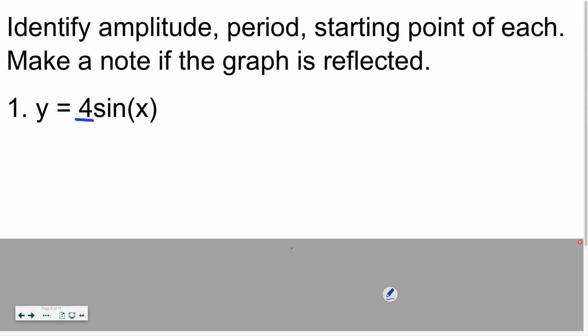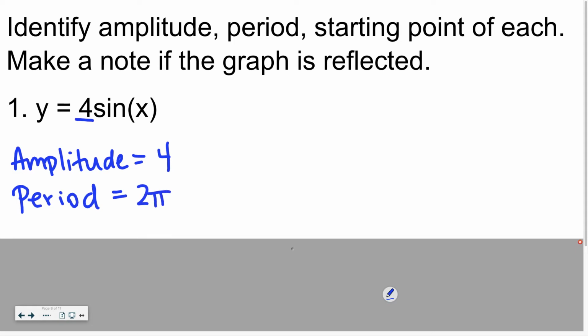Veronica, what is 4 times? All right. Our amplitude is 4. Okay. Do you see a B? I don't see a B. Technically, B is 1. The coefficient of x is 1, which means our period is going to stay as 2 pi. There's no stretch or shrink to affect that. So if the coefficient of x is 1, your period can stay as 2 pi.